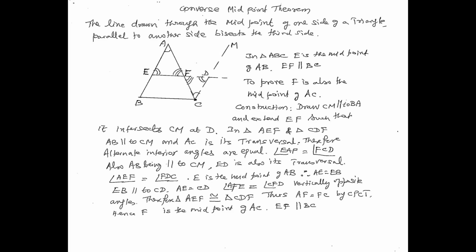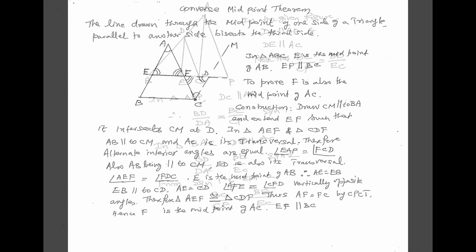E is the midpoint of AB. Therefore, AE is equal to EB. EB is parallel to CD, so AE is equal to CD. Also, angle AFE is equal to angle CFD, being vertically opposite angles. Therefore, triangle AEF is congruent to triangle CDF. Thus, AF is equal to FC by CPCT, corresponding parts of congruent triangles. Hence, F is the midpoint of AC, and EF is parallel to BC.